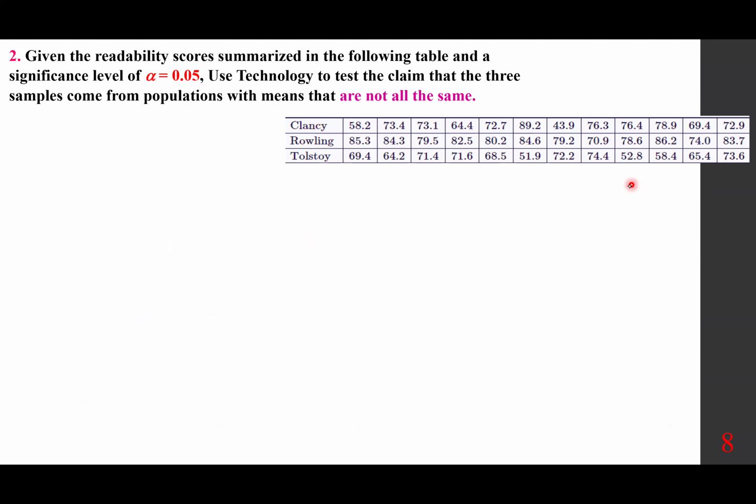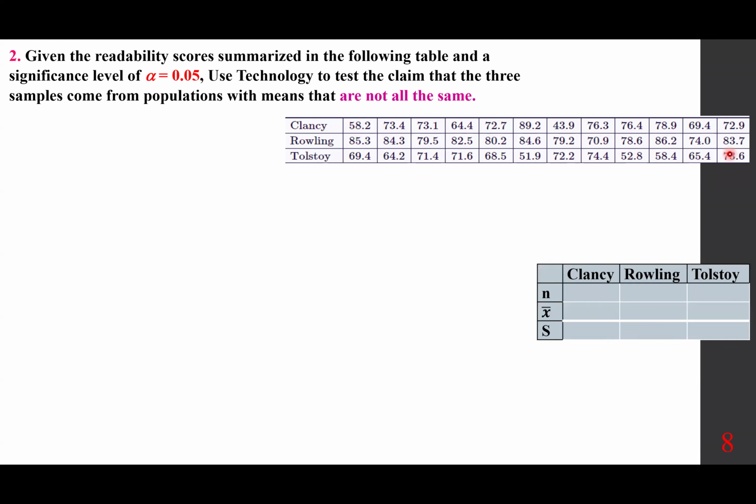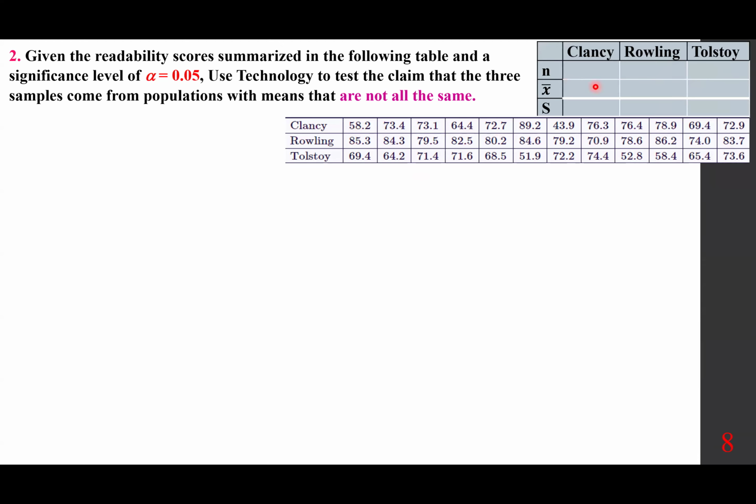Okay. So first of all, understand there are 1, 2, 3 groups, and each one has n: 1, 2, 3, 4, 5, 6, 7, 8, 9, 10, 11, 12. So n is 12 for each case. N happens to be 12 for Clancy, Rowling, and Tolstoy. Then we can add them up and divide by size for the average x bar, and the summation of x minus x bar quantity squared over n minus 1 for the variance.